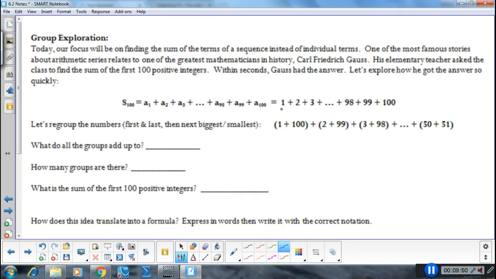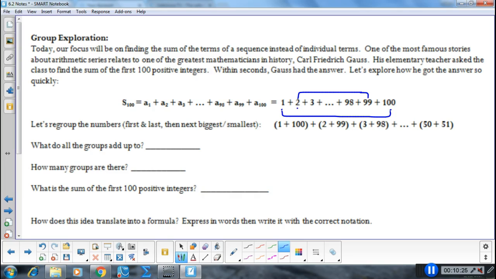So, what Gauss did was Gauss saw that if you took the first number, or the first term, and you add it to the last term, then you add the second, you kind of link these two together. Then you add the second and the second last. Then you add the third and the third last. Fourth and the fourth last. And you work your way in from the outsides. Right? That's kind of cool.